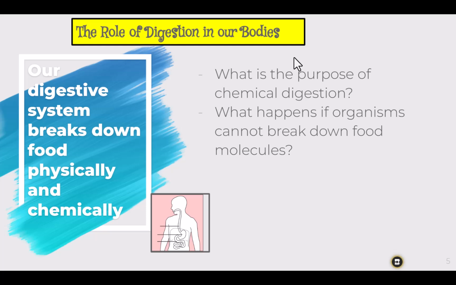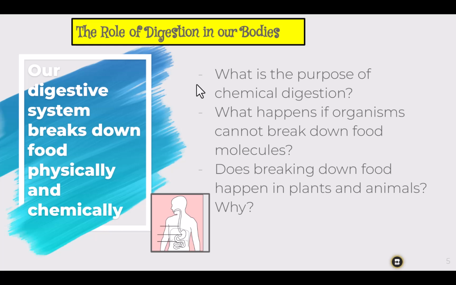So, what happens if organisms cannot break down food molecules? Well, if an organism cannot break down food molecules, that organism cannot produce energy. You might be thinking, do plants and animals both break down food molecules? Well, absolutely. Plants are living, animals are living. Their processes of breaking down food might be different, but both of these living organisms need to break down food for energy.